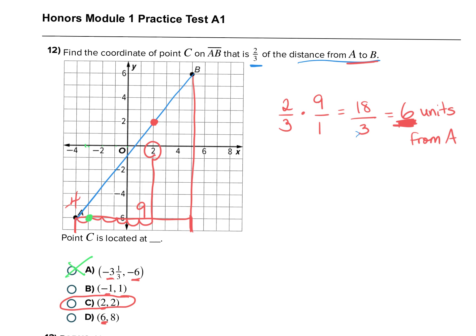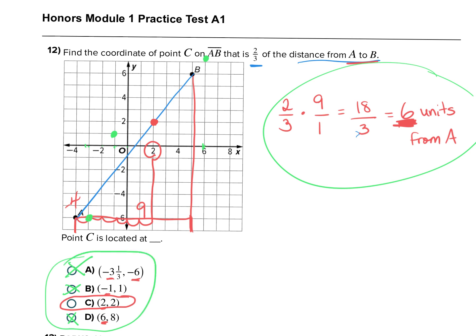Then we have -1, 1. Again, not even on the line. 2, 2 obviously is on the line. And my last option is 6, 8. Well, 6 along the x-axis puts me here, and 8 along the y-axis puts me off the line. So I didn't even have to do all of this, because if you notice, there is only one answer that's given to me that's actually on the line, and it's 2 comma 2. So all the rest of them are wrong. So this just goes to show you how using your answer choices can be helpful when you're unsure of how to solve a particular problem.